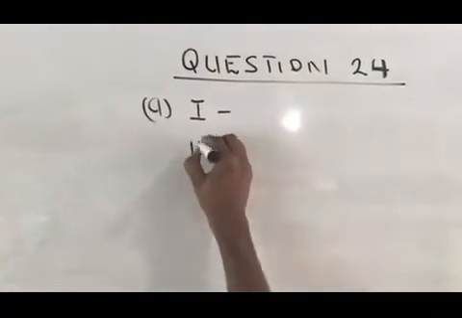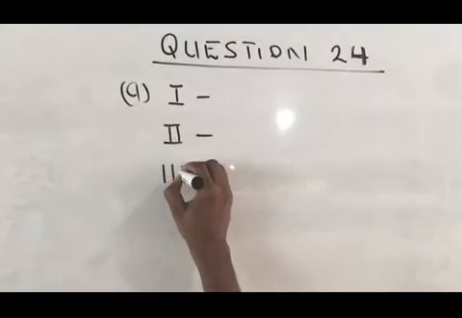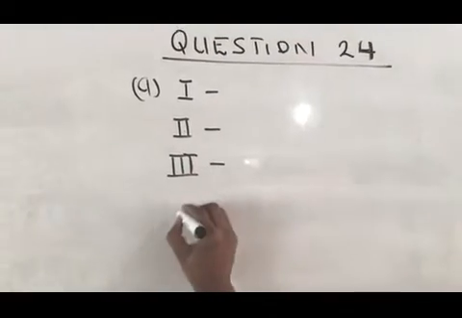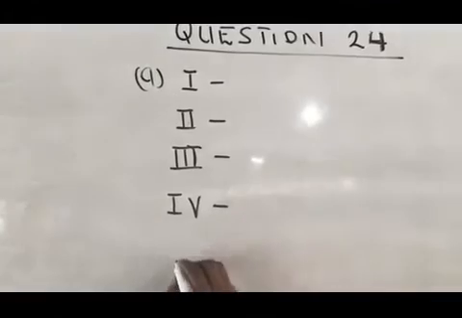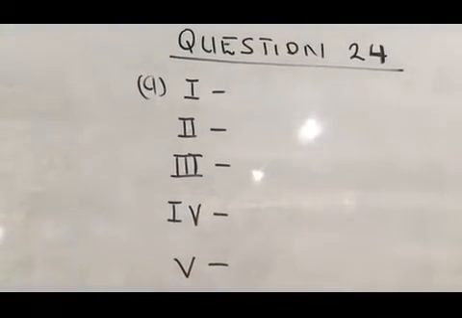Now the first question, that is question A, says name each of the parts labeled I to VI. So question A is asking us to label the parts I to VI.